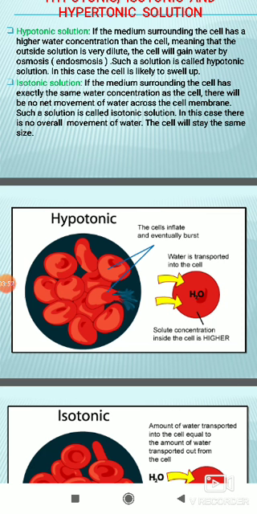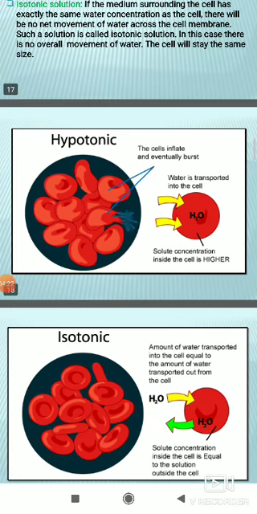The second type of solution is the isotonic solution. In an isotonic solution the outside of the cell and the inside of the cell have equal concentration. So if the medium surrounding the cell has exactly the same water concentration as inside the cell, then there will be no movement of water molecules, because outside the cell as well as inside the cell the water concentration is the same. Such a solution is known as an isotonic solution, and the cell shape will not change, it will remain the same.